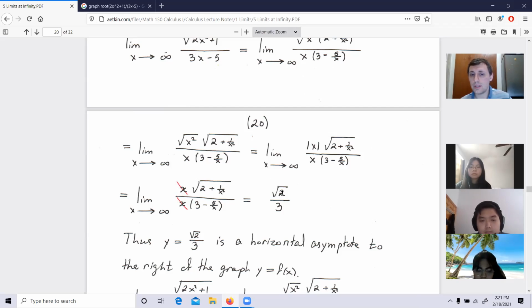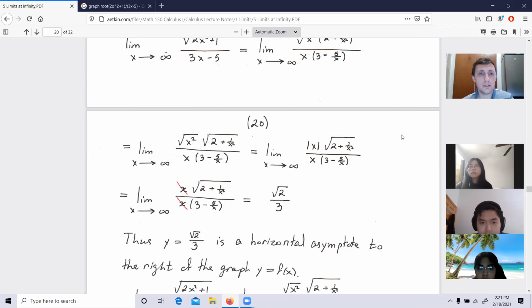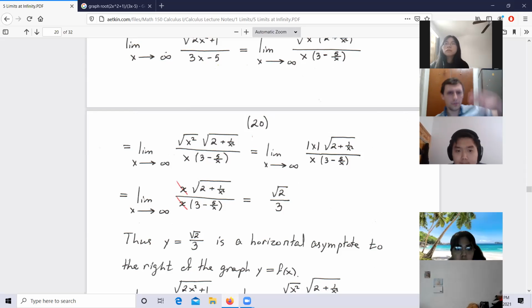Now, that would be just root 2 over 3. So I have a horizontal asymptote, y equal to root 2 over 3. Are you with me? Yes, good. Now, if you are with me, tell me what happens if I move to the left. Further and further to the left. Tell me what's the limit if I go to the left, please.